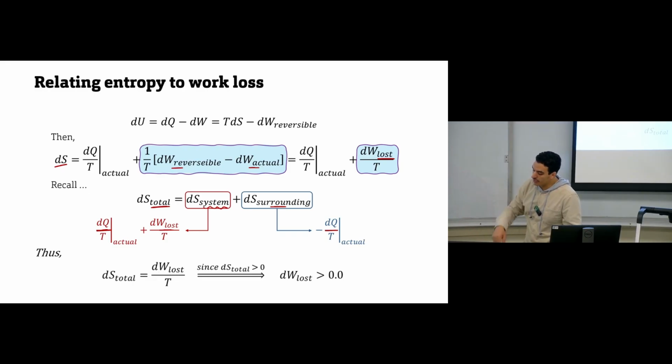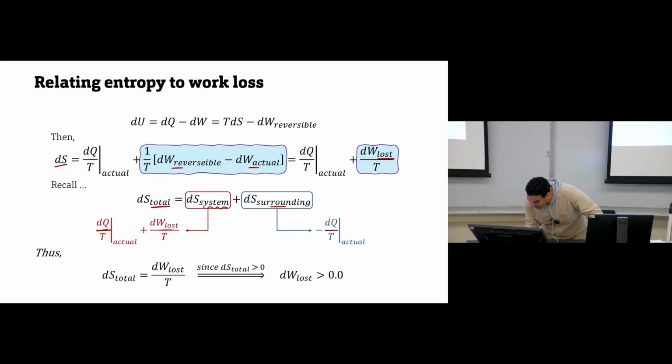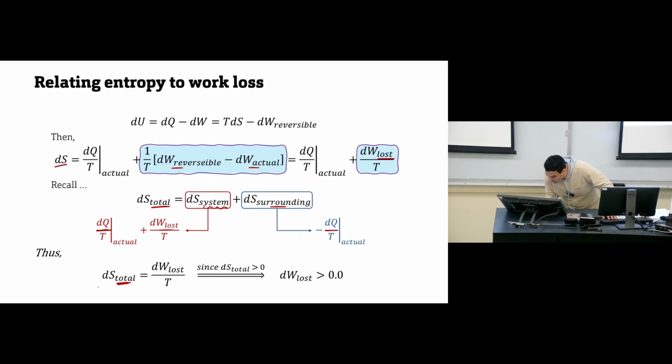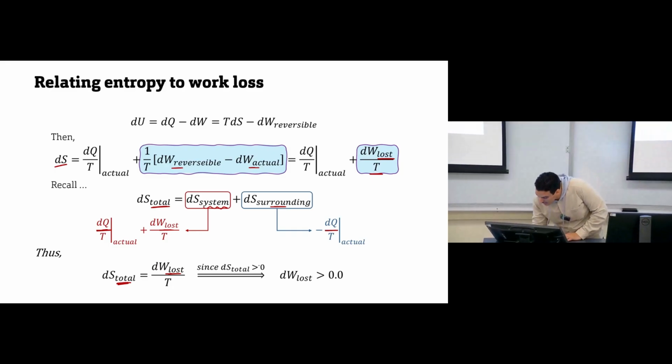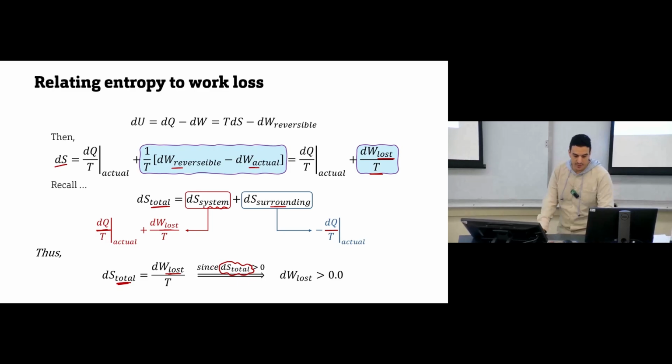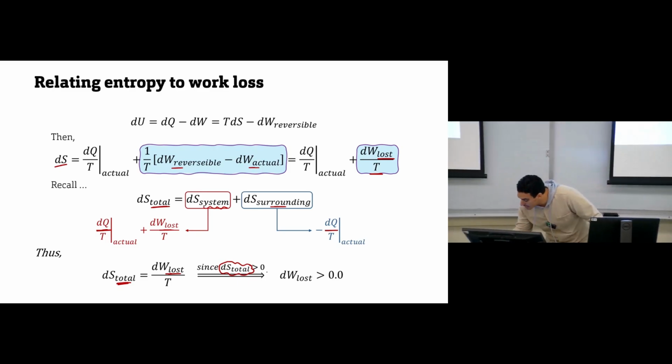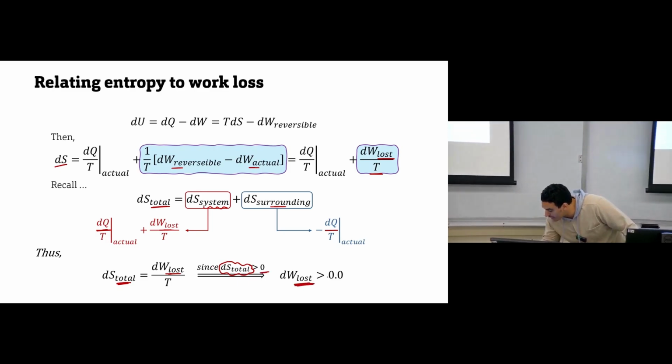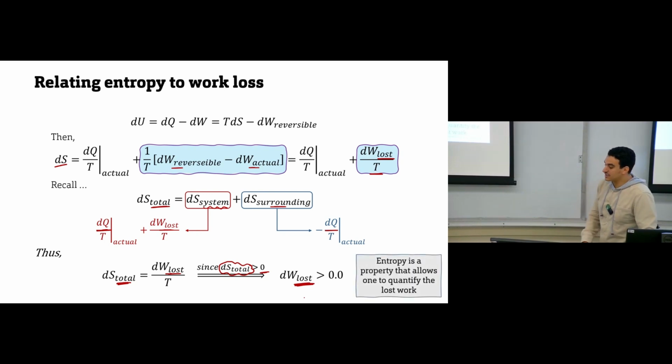So if you combine all of these equations, we can say the dS total is related to the work loss, the term that we calculated here. And since we know from the previous lecture that the total entropy change for any process is more than 0, this means you will always have an amount of heat lost. By this derivation, we can say the entropy is related to the work loss.